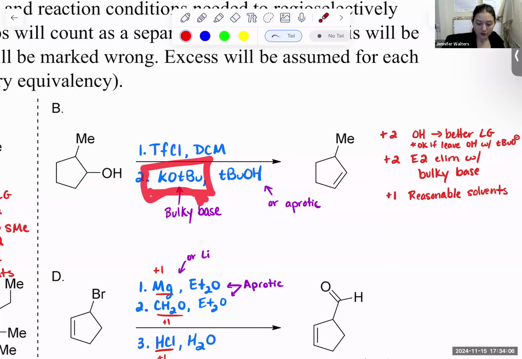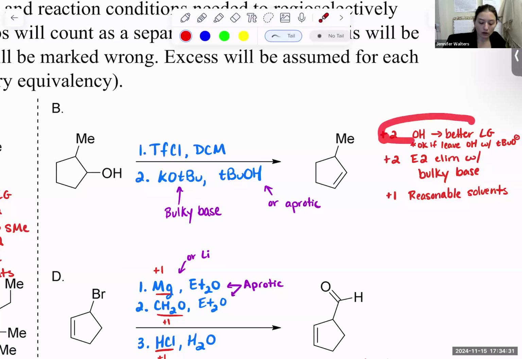So if you recognize that you're doing an E2 with a bulky base, that got you 2 points. If you were just trying to do E2, that got you 1 point. So E2 with a non-bulky base, that was 1. If it was bulky but not E2, like tert-butanol, then that was only 1 point. That was half credit.